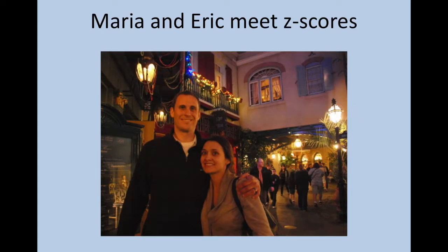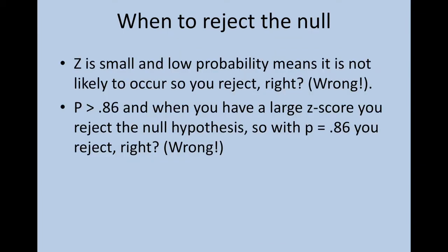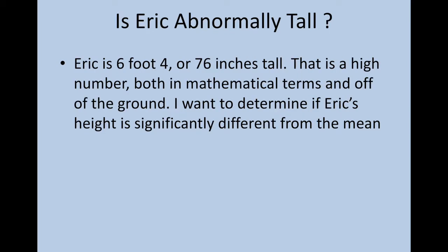So let's meet Maria and Eric. And Maria and Eric are going to meet some z-scores. Let's use them for an example to look at when to reject the null hypothesis. If z is small, low probability means it's not likely to occur. So you reject it, right? No, that's wrong. If p is greater than 0.86, and when you have a large z-score, you reject the null hypothesis. So if p equals 0.86, you reject it, right? No, that is also wrong. So let's clear these up.